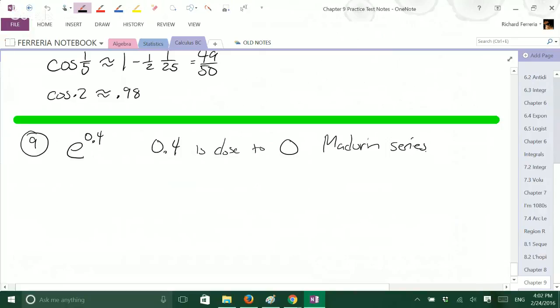What if it was like e squared? Then should we still use Maclaurin, or is that too far? Well, it depends on the order. If it's the first order, second order, you can probably square e or cube e. That's not that big a deal, although it's time consuming. But you usually shouldn't be required to do that.